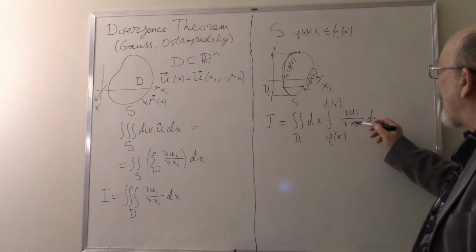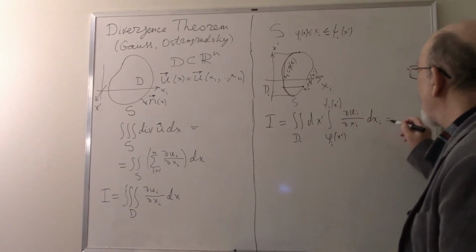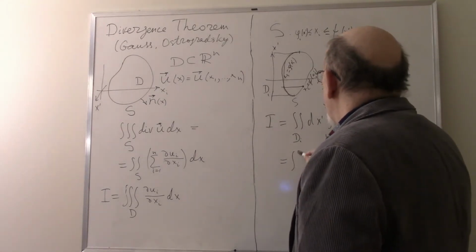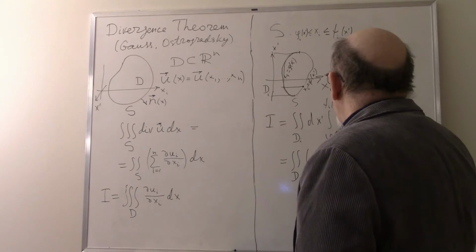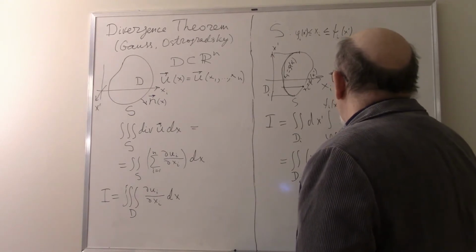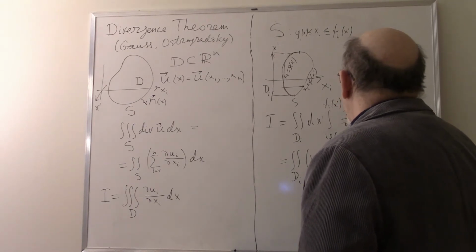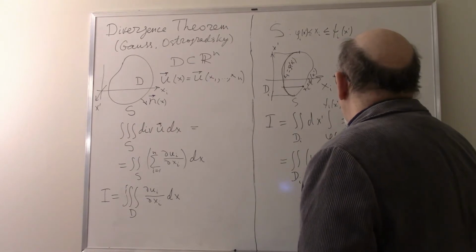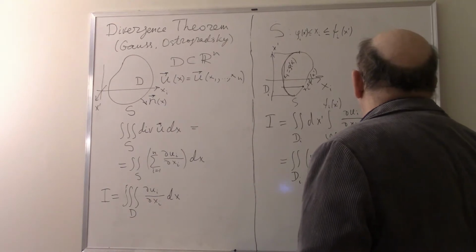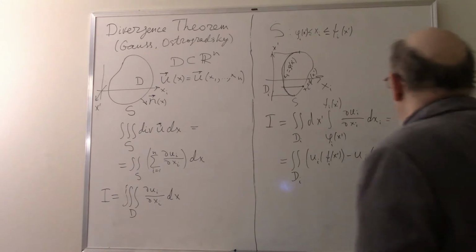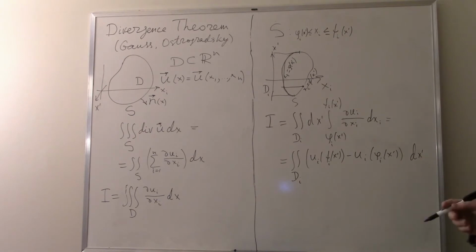But this is the integral of a derivative along this segment, so it equals the integral over Di of ui of x prime, psi i of x prime, minus ui of x prime, phi i of x prime, dx prime.